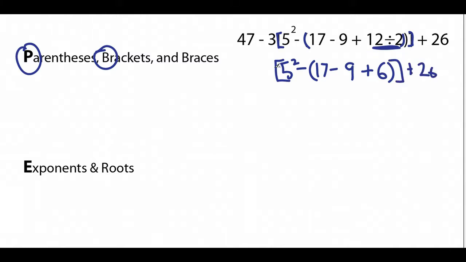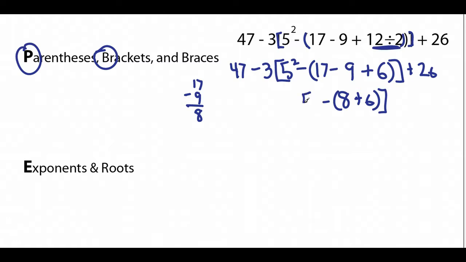And 6, 3, 9. Alright, so now within our parentheses, we're still working. Now we're going to do addition, subtraction from left to right. And so we do 17 minus 9, which is 8. So we have 8 plus 6. Keep that in parentheses. Drop everything else down. Let's drop this side down. And plus 26.